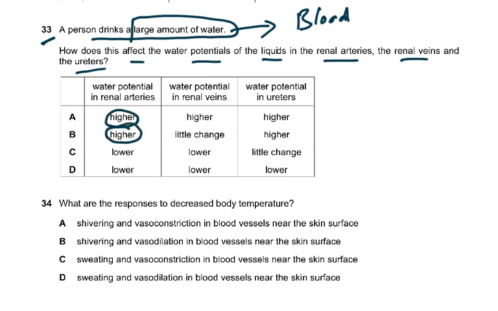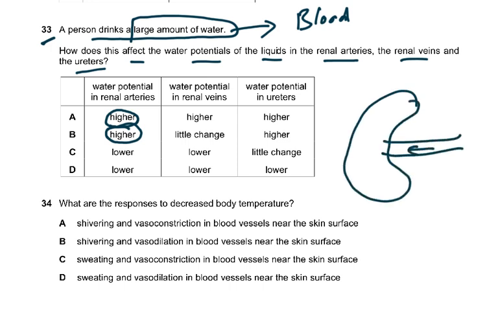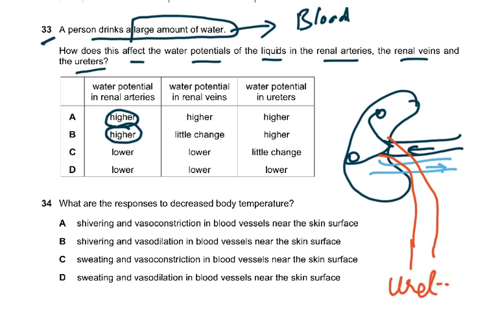But then, when the renal artery enters the kidney, if you remember, here we have the glomerulus. And what do the kidneys do? They remove the excess water. So the renal vein coming out of it is going to have less water, because the excess water is removed and goes into the ureter. So the renal vein will not change. There will not be a lot of change of water potential.